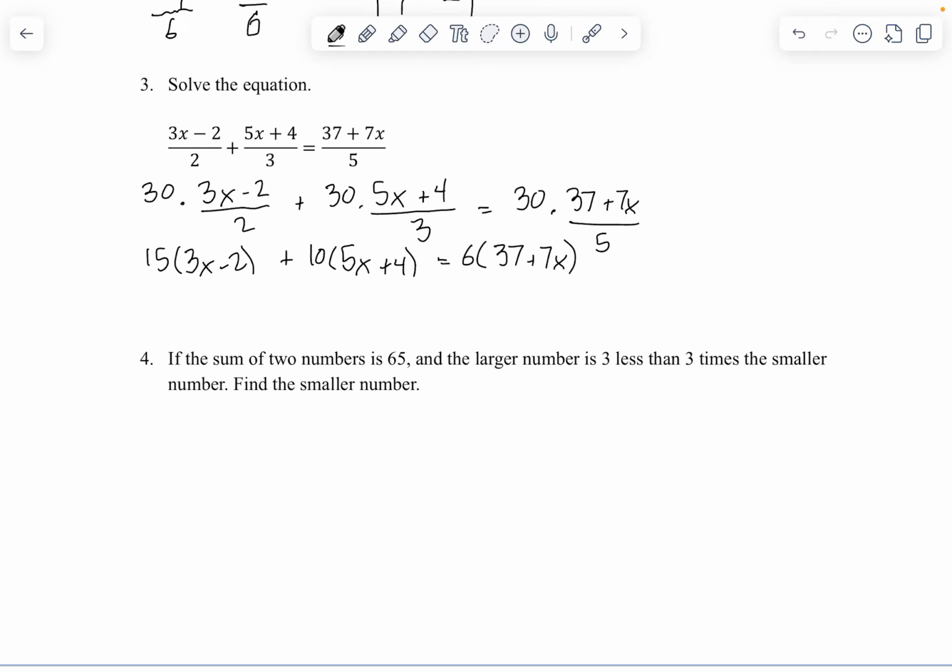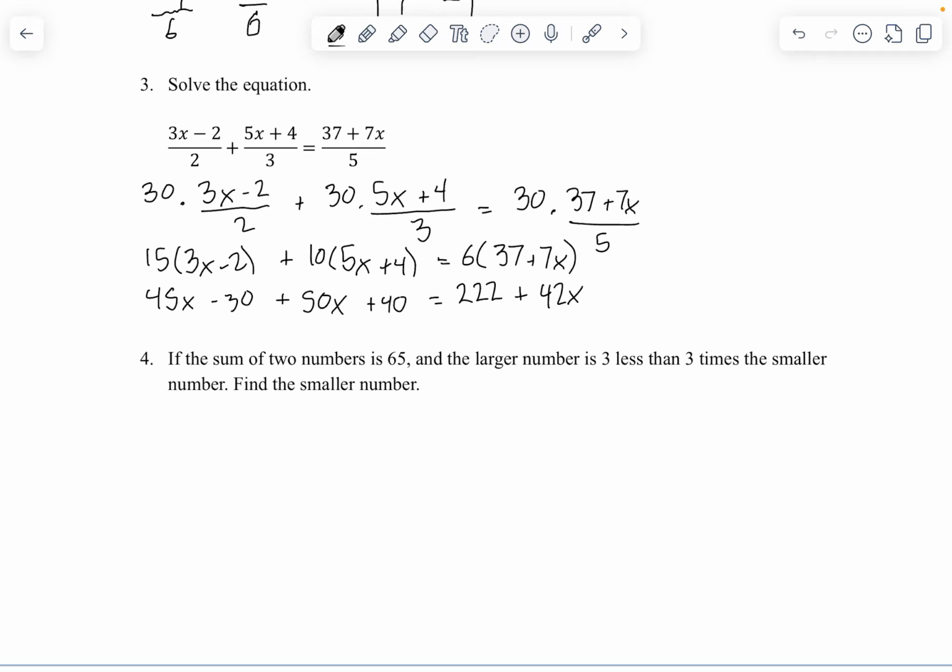What I'll do is distribute. So I'll distribute the 15 right here. 15 times 3 is 45. So 45x minus 30. Then I'll distribute the 10, which gives me 50x plus 40. Then I'll distribute the 6. 6 times 37 is 222. 6 times 7 is 42, so that becomes 42x.